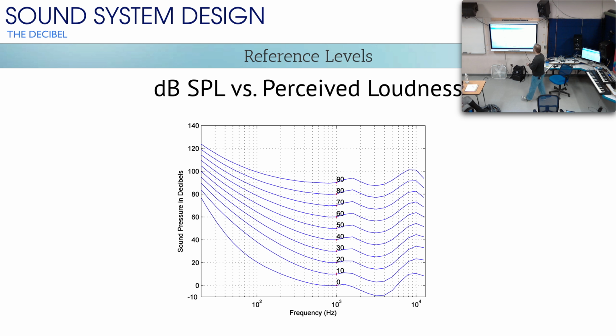Okay? But knowing that the microphone is hearing all the frequencies, right? And our perception of loudness is different per frequency. So when it says, oh, this sound is 80 dB SPL, what frequency is it talking about?